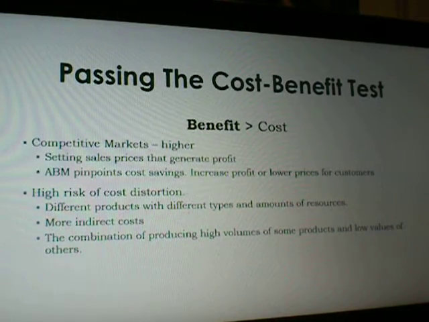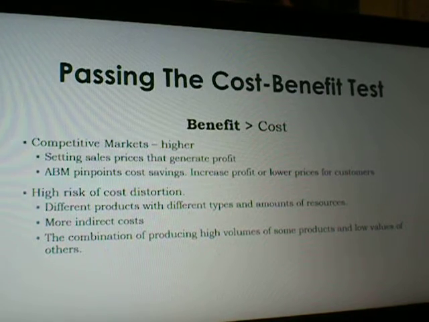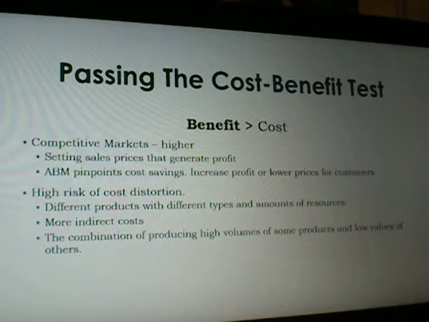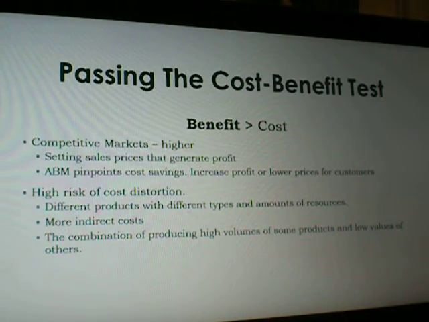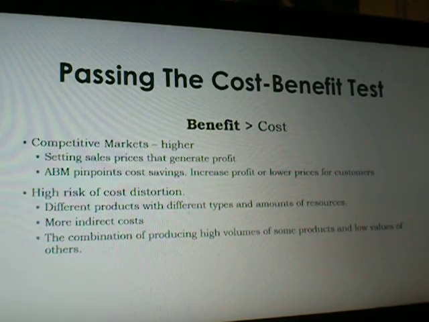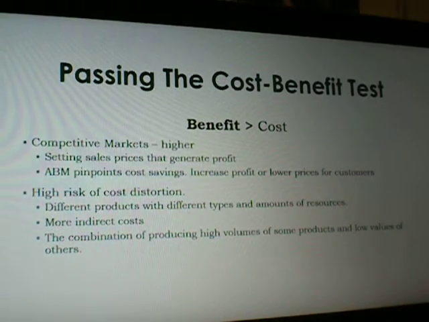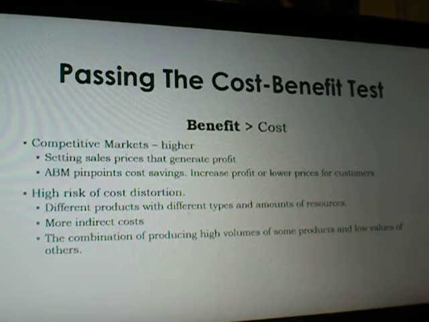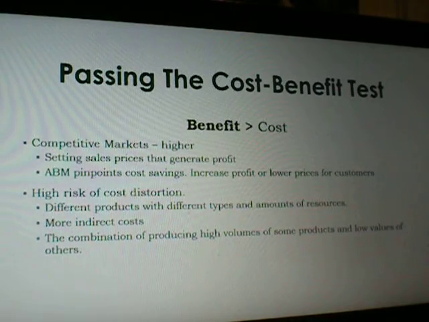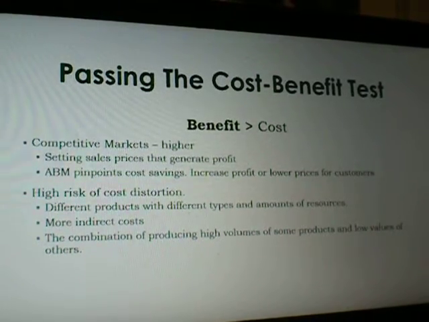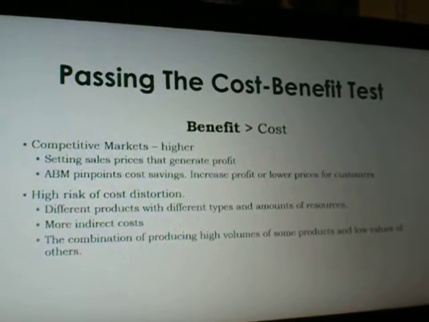Also, another one is the high risk of cost distortion. The company produces many different products, with different types and with different resources here. And also, you want more indirect costs. The fewer the indirect costs, the less it matters how they are allocated. The combination of producing high volumes of some products and low volumes of others is also one of the benefits, because it also brings a higher risk there.